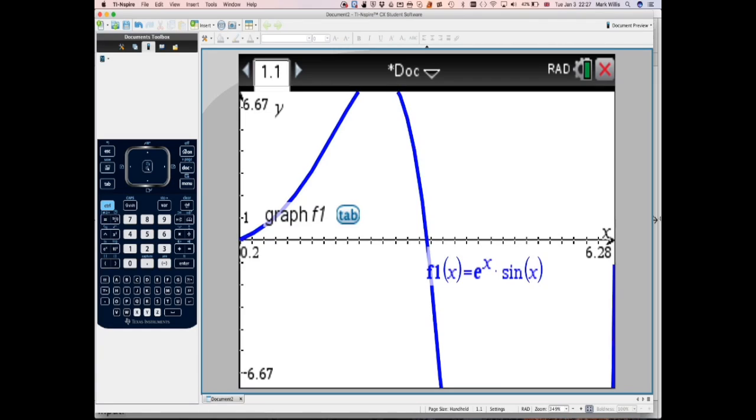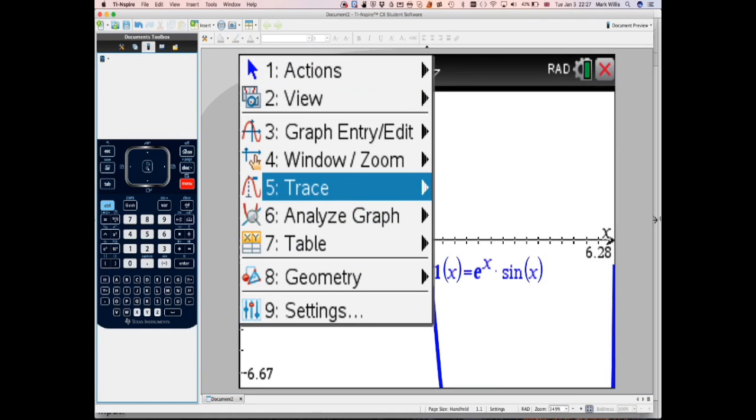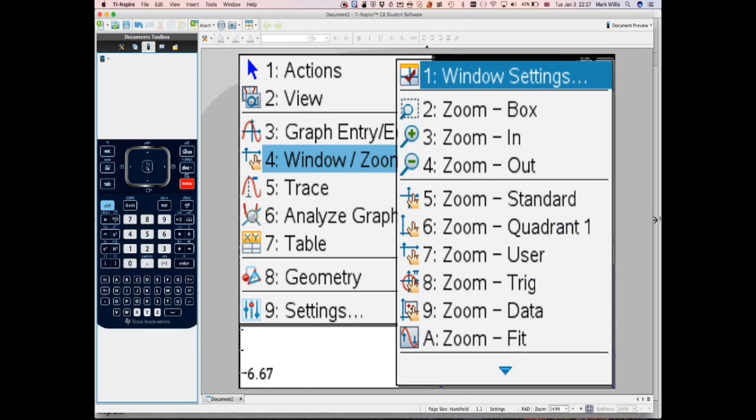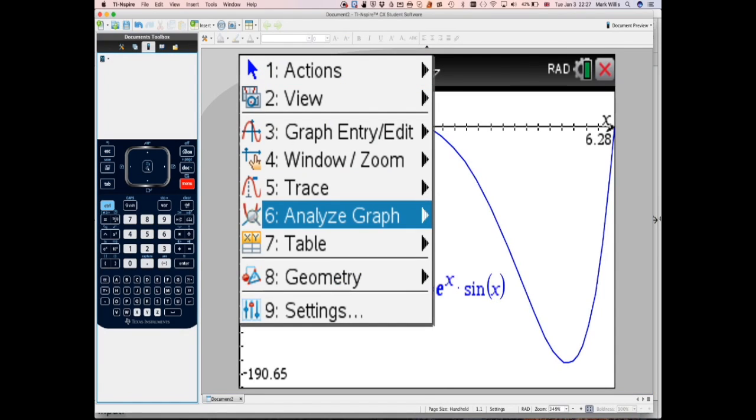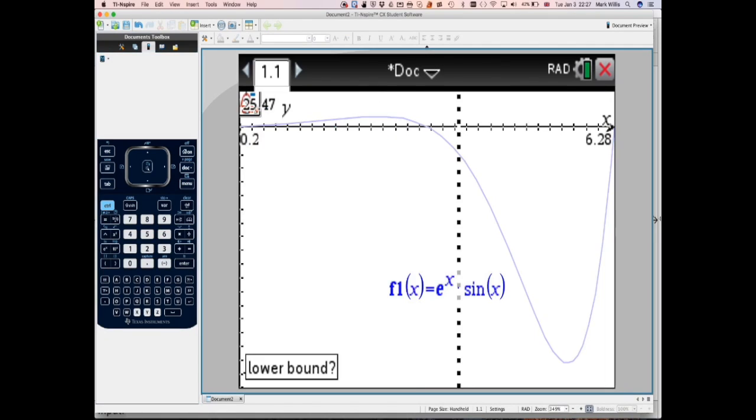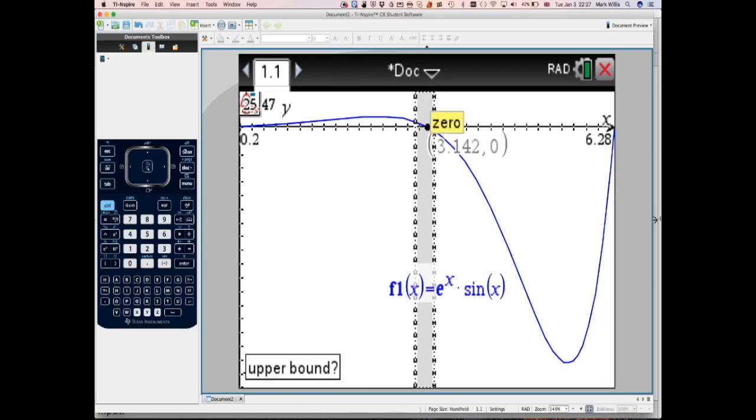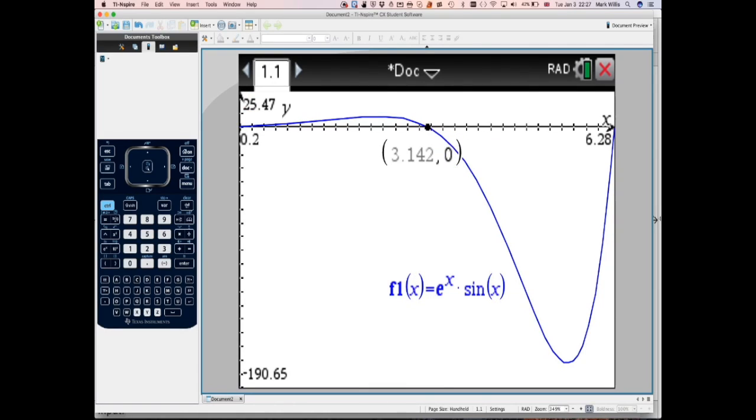And then the final bit of zoom we'll do is menu, number 4, and zoom fit. And we get a reasonable looking graph. We'll just pull the label out of the way. I'm interested in this point here, which we know to be pi, so we'll just get the calculator to come up with that. So it's menu, analyze the graph, zero, to the left of it, to the right of it, and I've got my value there of pi.